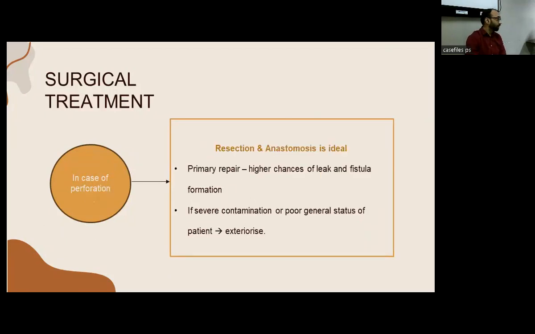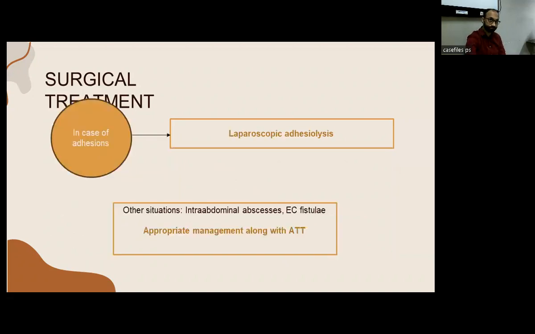In case of perforation of the intestine in abdominal TB, the ideal treatment recommended is resection anastomosis, because primary repair of the perforation has a very high chance of leak and fistula formation. And in case of severe contamination of the abdomen or poor general status of the child presenting in shock with hemodynamic instability, exteriorization of the bowel in the form of stoma formation is recommended.